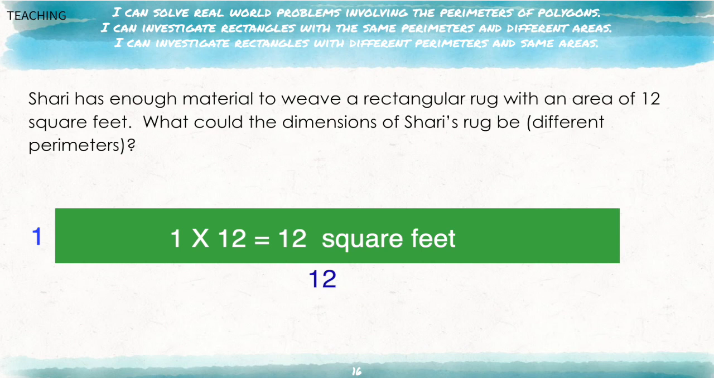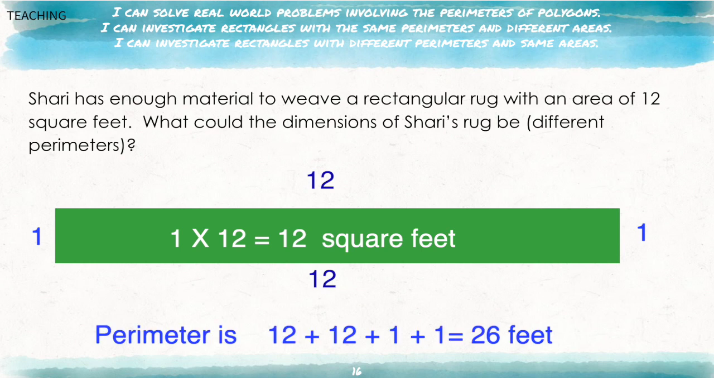But let's go ahead and look at now its perimeter. Of course, the opposite side is the same length, so it will be 12. And of course, the narrow side is going to be 1. So when we add all these numbers up, I know that 12 plus 12 gives me 24. Plus 1 and 1, 24, 25, 26. So the perimeter of this is 26 feet.